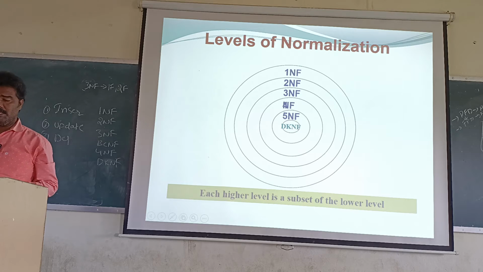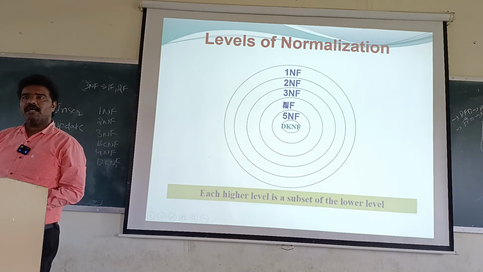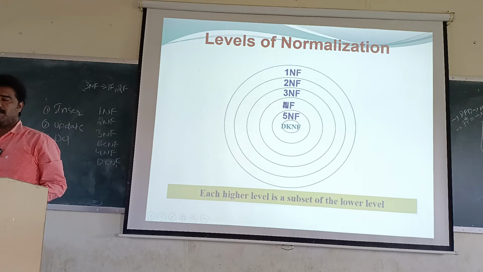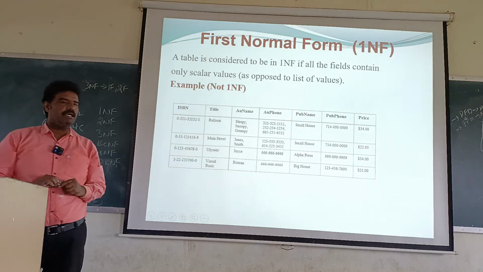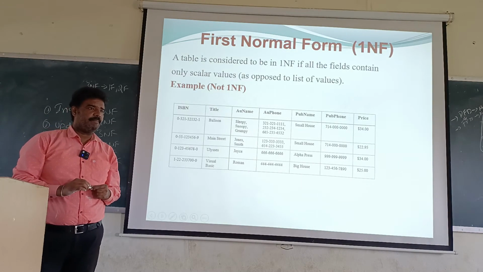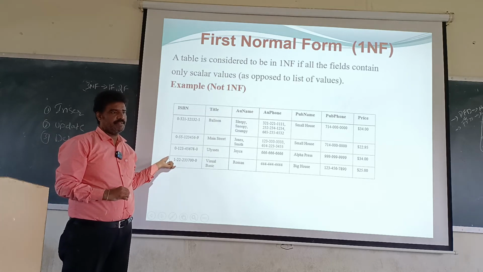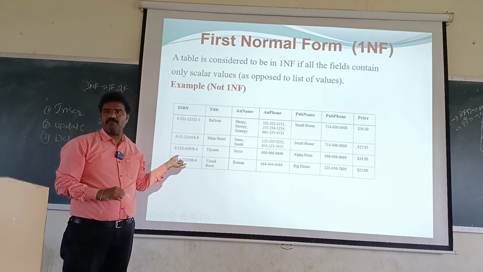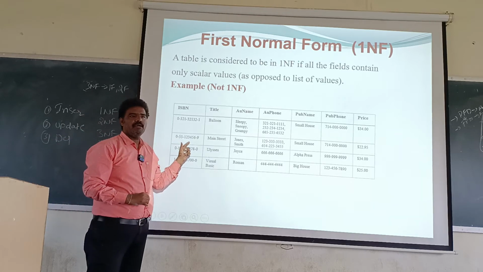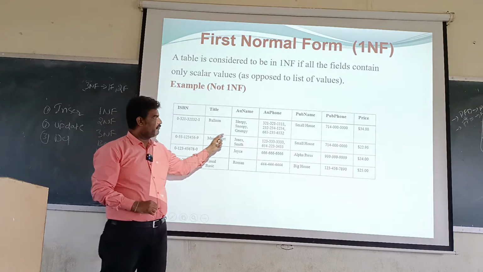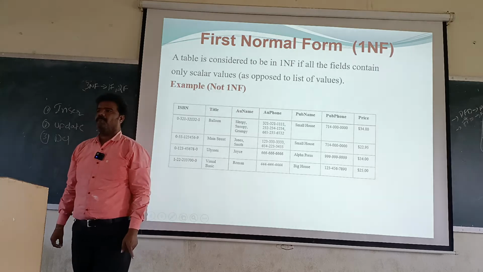Right? So each higher level is a subset of the lower level, meaning you are going to satisfy the next levels. Now, does the table I've given here satisfy 1.5? What is the table I'm having? Is it a satisfaction of 1.5? It's not a satisfaction of 1.5. Why? Because, as your friend said, no attribute should contain multiple values.